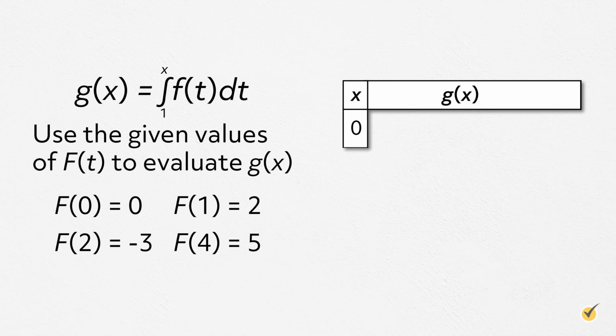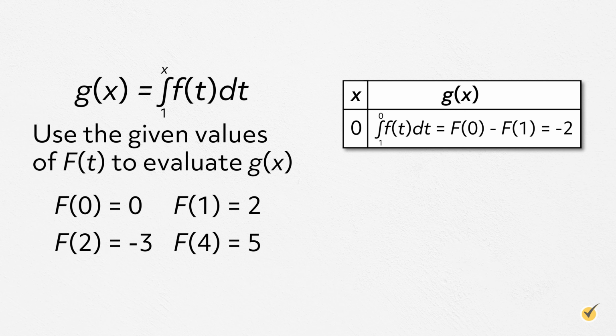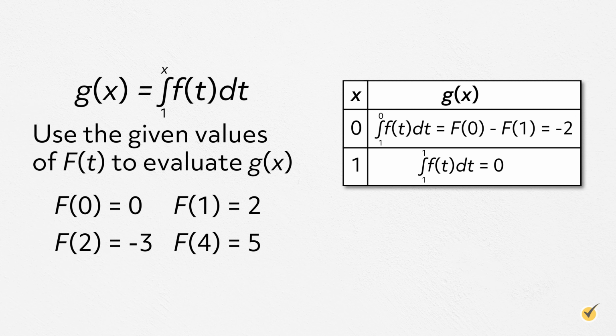So when we plug in 0, for our function g of x, we're going to have the integral from 1 to 0 of f of t dt, which is the same as saying big F of 0 minus big F of 1, which would be 0 minus 2, which gives us negative 2. If we look at x equals 1, then g of x would be the integral from 1 to 1 of f of t dt, which equals 0, because we're not covering any range. It's the same number on the top and bottom.